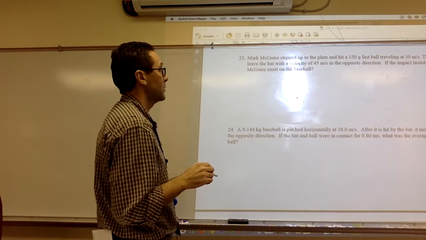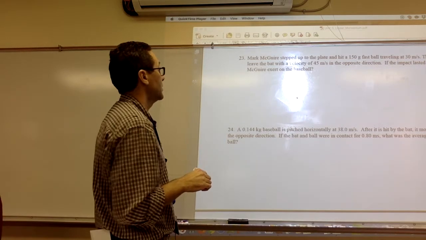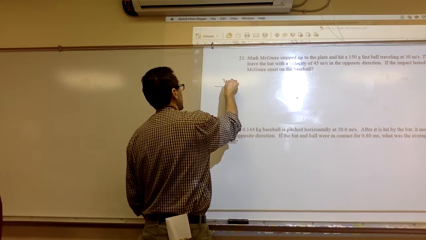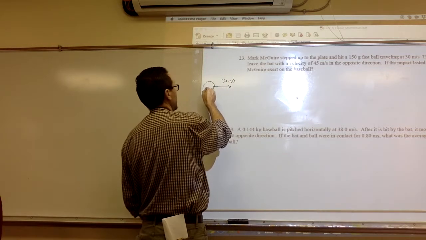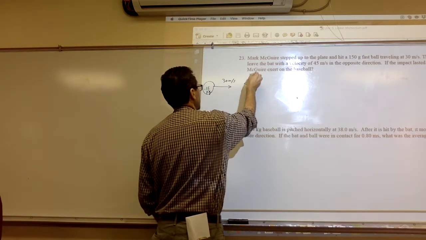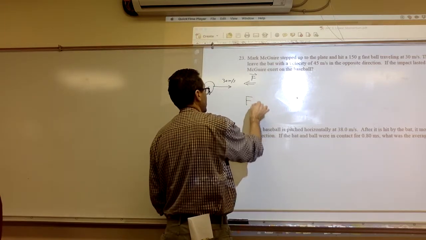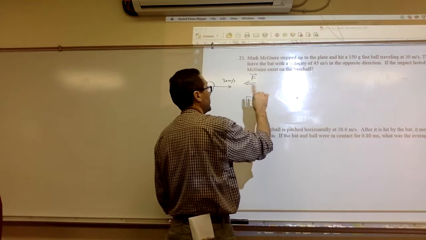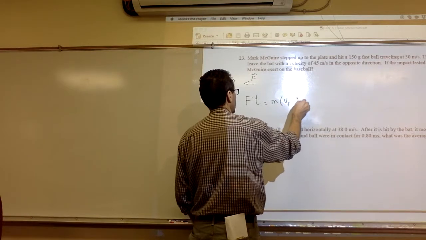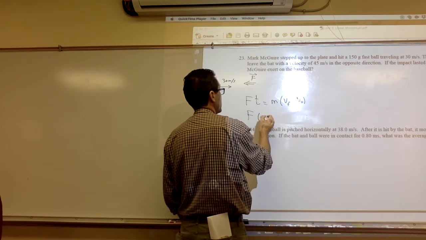If the impact lasted for 2 thousandths of a second, 2 milliseconds in other words, what force did McGwire exert on the ball? So let's just say the ball is moving this way at 30 meters per second, has a mass of 0.15 kilograms, and the force is in the opposite direction. Since I'm looking for force, I'm going to write Ft equals m times v final minus v initial. So F times t, which is 0.002.